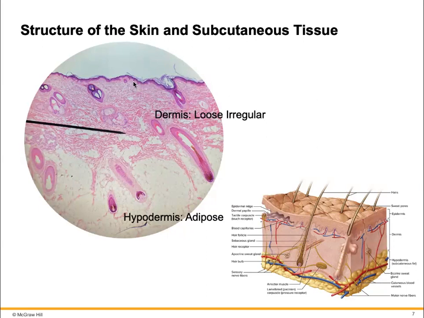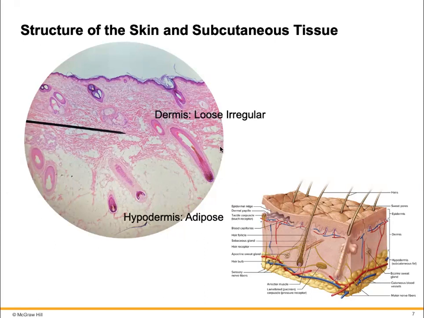And then just below that, you see a lighter pink, and the lighter pink is where your dermal layer is. This is made up of your loose irregular connective tissue, the areolar and the reticular. The other thing that you'll notice is that about halfway down, you can see the little windows, almost, of each adipose site that is housing the adipose or fat, and that is your hypodermis.